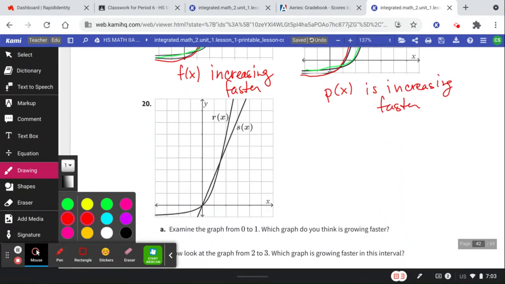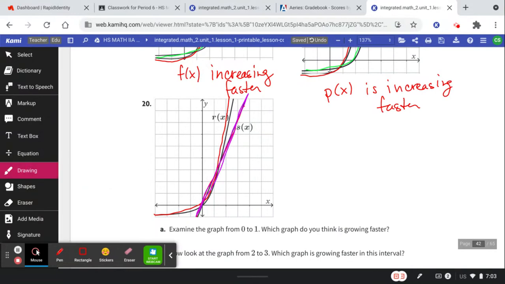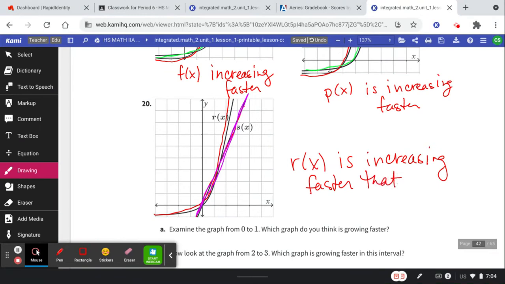And here we've got a line and a curve, but we see that the curve starts going way up, way fast, and the line's sort of moseying on there. So here it's showing the true nature that a curve, or an exponential function, r of x, is increasing faster than the line s of x.